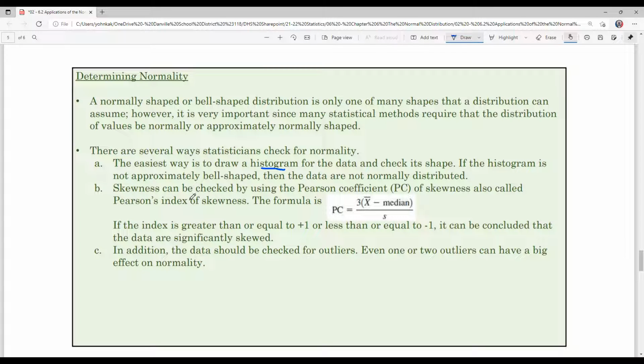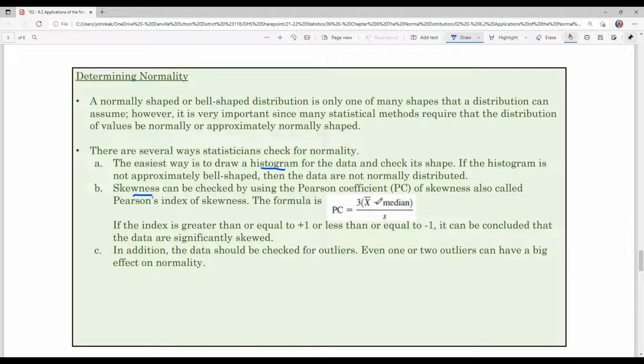The second way we can check to see if data is normally distributed is to look at the skewness. And skewness can be checked by using the Pearson coefficient of skewness, called the Pearson's index of skewness. The formula is 3 times the mean minus the median divided by the standard deviation. Now, if this value that you get is greater than or equal to positive 1 or less than or equal to negative 1, then it can be concluded that the data are significantly skewed. So anything between positive and negative 1 is okay, but anything greater than positive 1 or less than negative 1 is considered to be skewed.